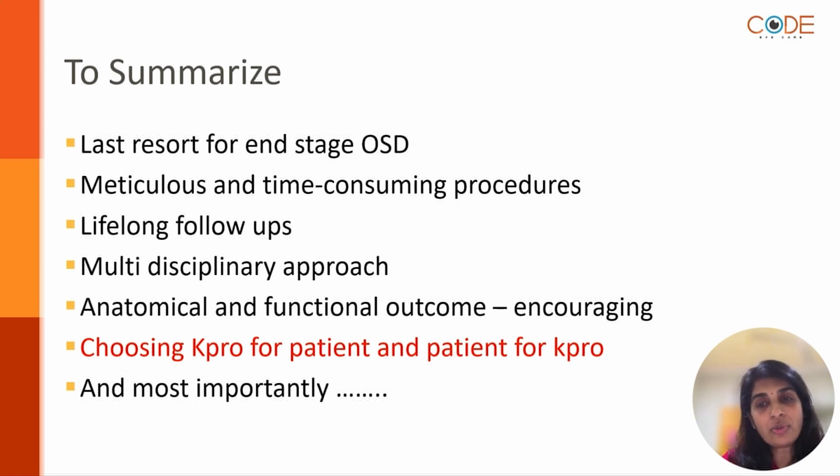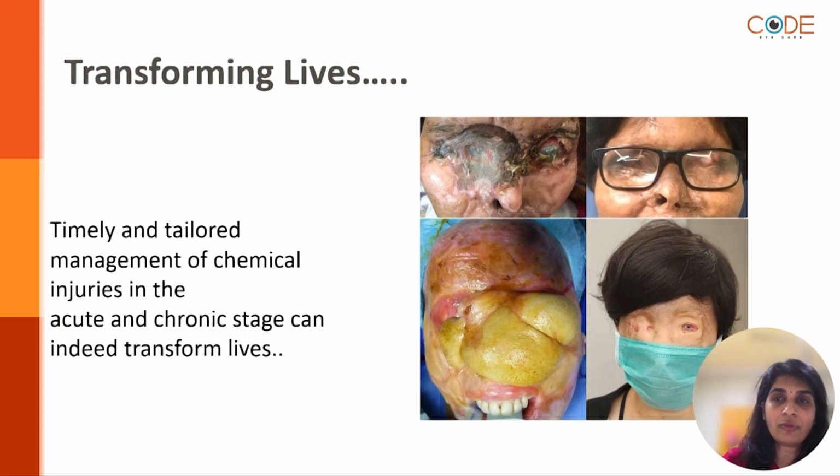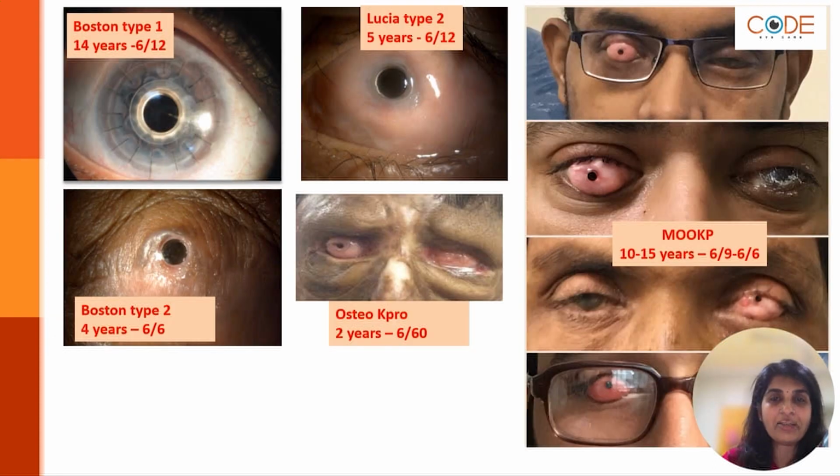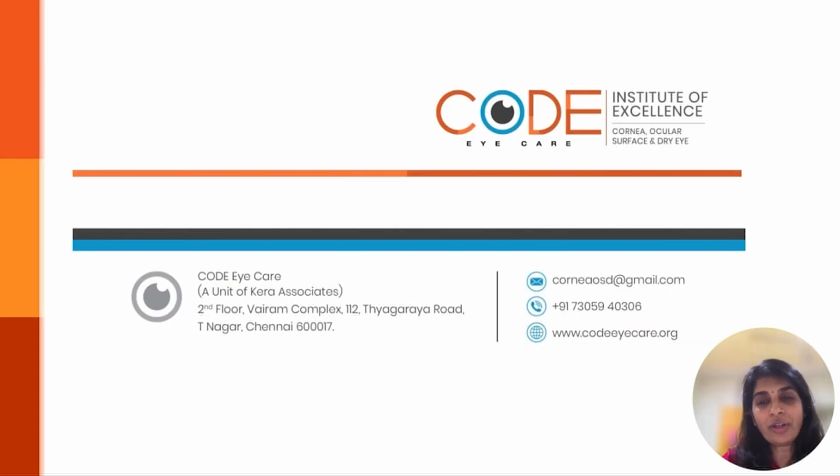As important as it is to choose a patient for keratoprosthesis, one needs to keep in mind that you need to be aware and trained in all the different types of K-pros and choose the right keratoprosthesis for a patient. It definitely helps to transform lives of patients who have been subjected to blindness because of either chemical injuries or Stevens-Johnson syndrome or any of the other end-stage ocular surface disorders. This is just a panel of photographs depicting the various types of keratoprosthesis and the good long-term outcomes in these eyes.